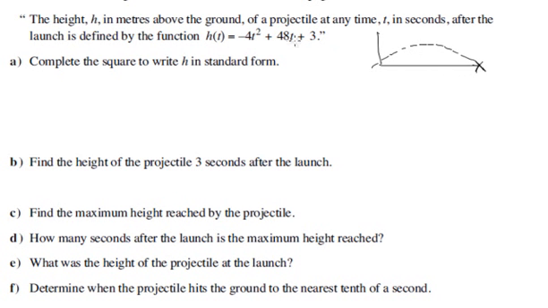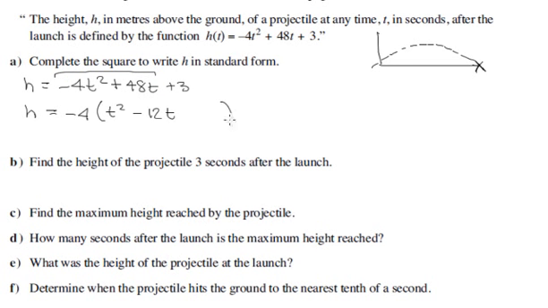Complete the square to get this into standard form, they say. So our height is minus 4t squared plus 48t plus 3. There's a coefficient on the square terms, so we factor that out first of all. We get the height is minus 4, t squared divided by minus 4, 48t divided by negative 4. Leave some room, and there's our plus 3.